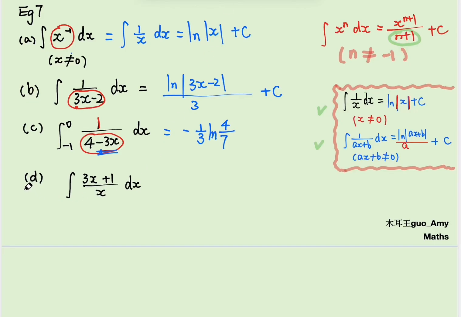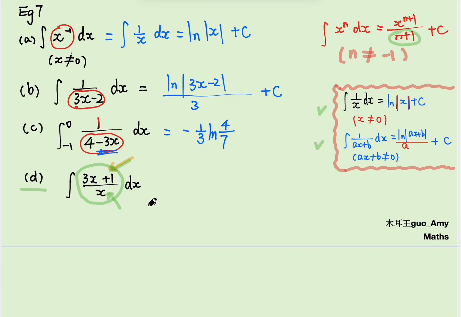Now let's move on to part D. Here we still have a fraction as the integrand, but we can't apply any of the formulas here directly because the function is different. Although the denominator is still a linear function, the numerator is not constant anymore. It is a linear function instead.